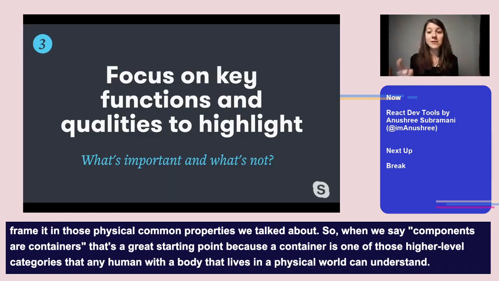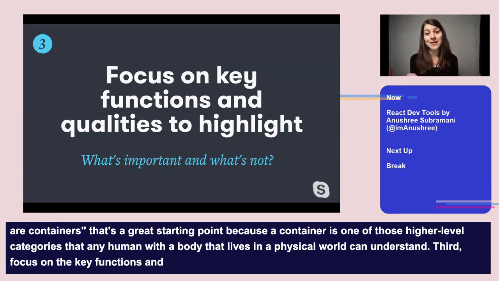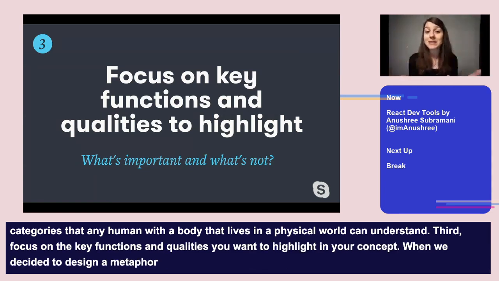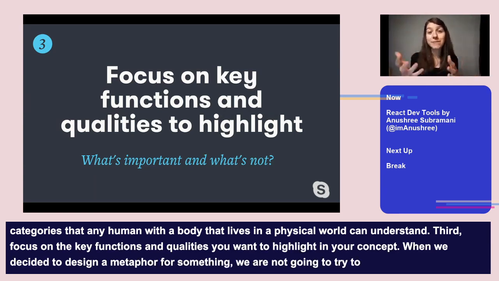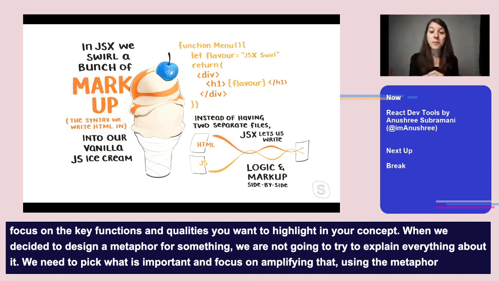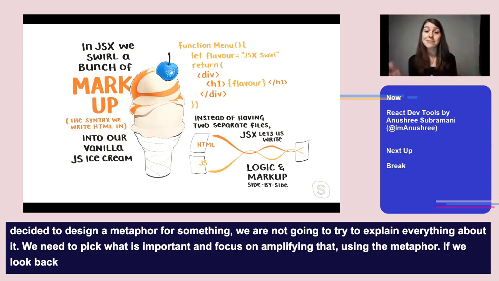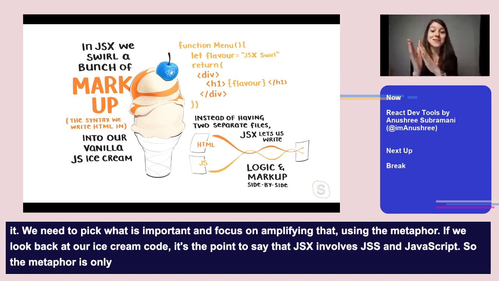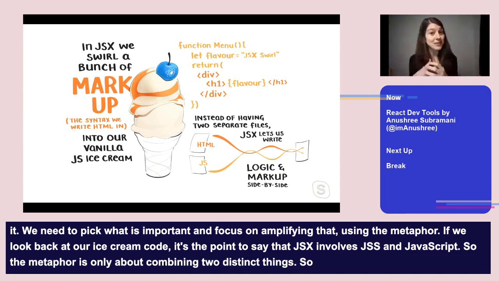Third, focus on the key functions and qualities you want to highlight in your concept. When we decide to design a metaphor for something, we're not going to try and explain everything about it. We need to pick what's important and focus on amplifying that using the metaphor. So if we look back at our JSX world ice cream cone, the point here was to communicate that JSX combines markup and JavaScript. Nowhere in this visual are we going to try and explain the inner workings of Babel's compiler system. That's not the point of it. So the metaphor is only about combining two distinct things. So don't try to pack too many details about the system into your metaphor.